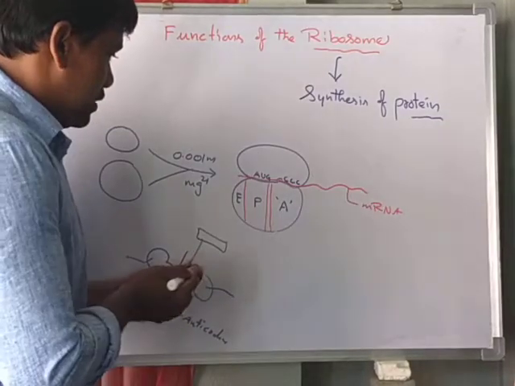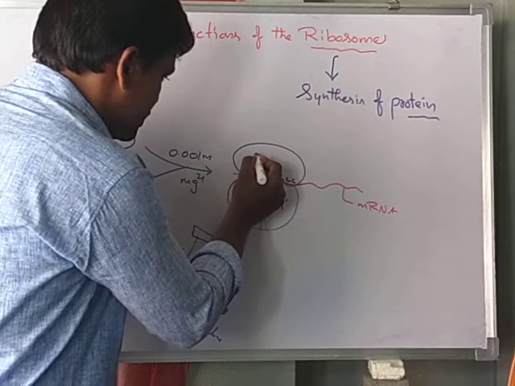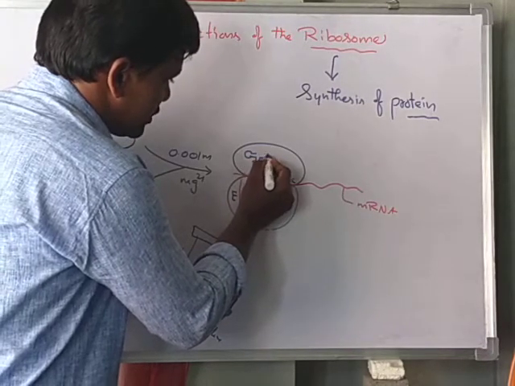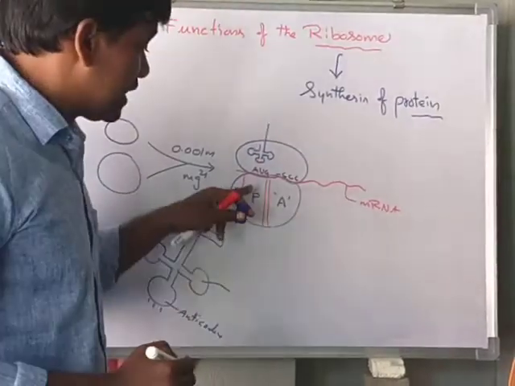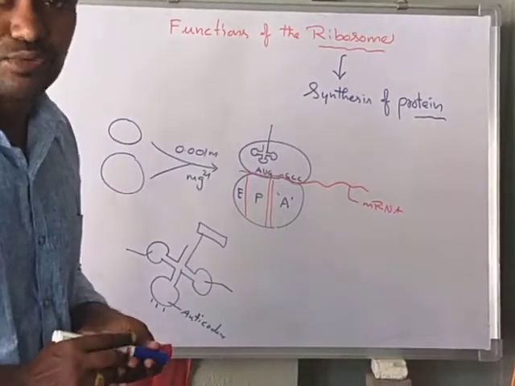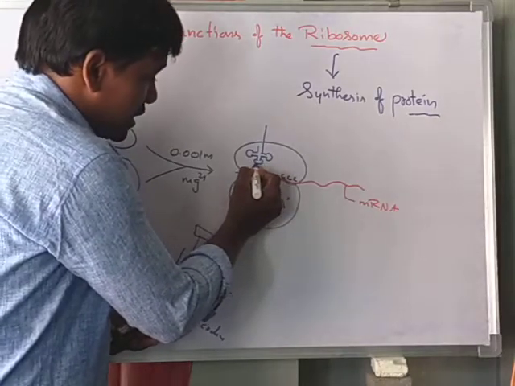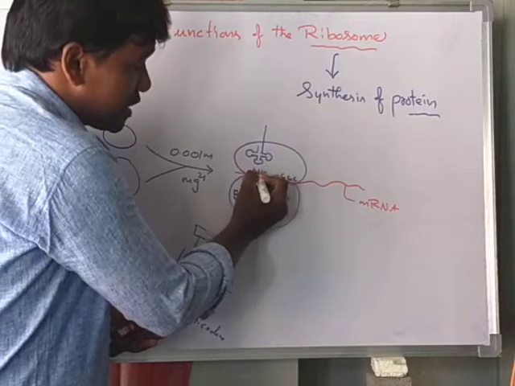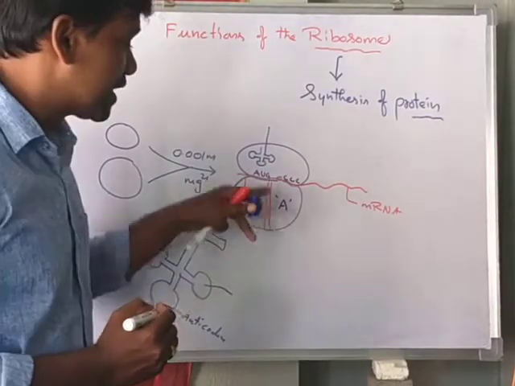Here I draw the diagram. This is the first tRNA which binds to the first triplet codon of the mRNA, AUG. This is the site of the anticodon, so complementary codons are formed in this site against the AUG.